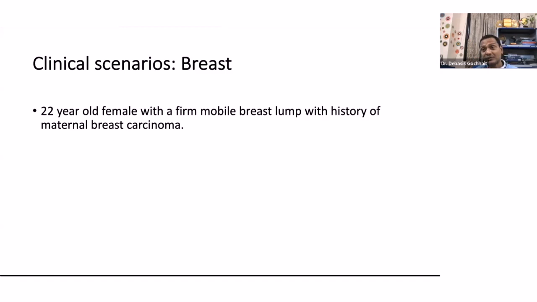Yes, it is possible. But remember, this is a 22-year-old female with a firm mobile lump. So in a very young female with a firm mobile lump, the first thing that should come to your mind is a benign breast tumor, that is fibroadenoma. Yes, she can have a carcinoma. I am not saying that I am 100% sure, but we have to do certain modalities.